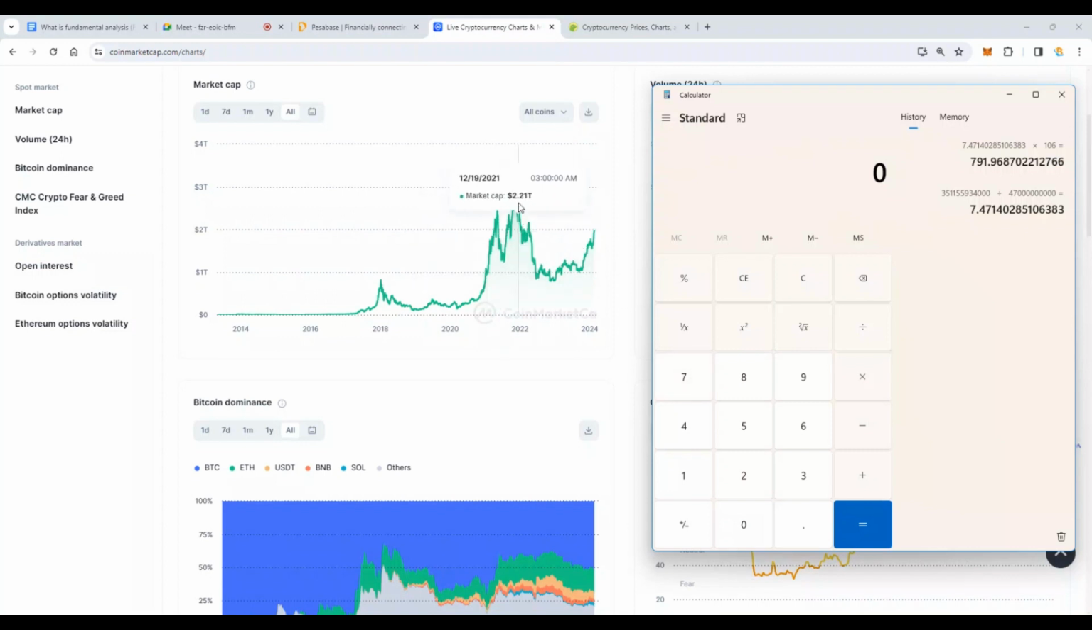Then in the 2021 bull run, around November, the market cap went as high as $2.7 trillion. Now, let's do some quick mathematics here. Divide 2.7 trillion dollars by 750 billion, the peak for the previous bull run before the 2021 bull run. If you divide these, you can see the market cap went up by 3.6 times from the previous bull run.